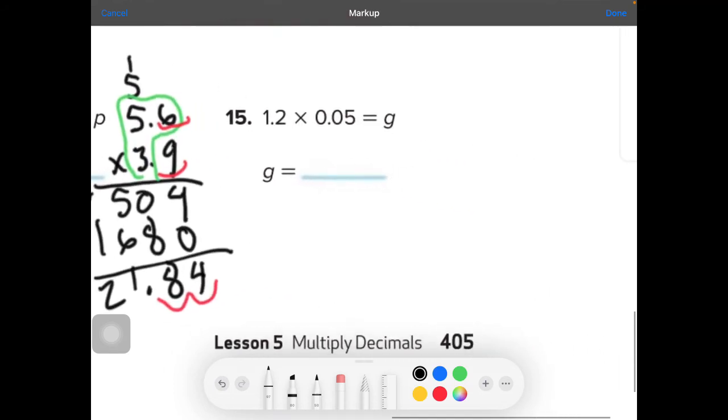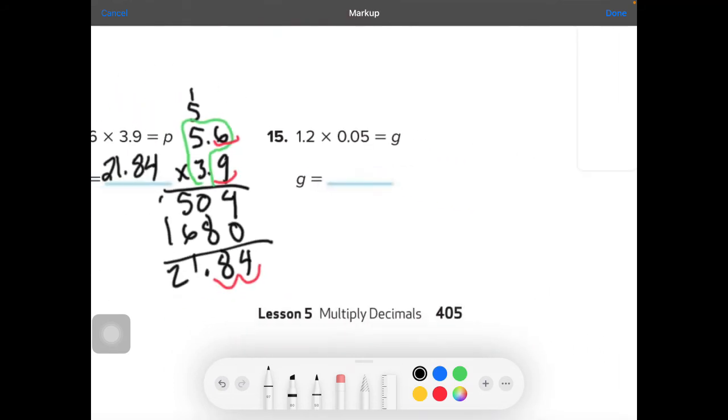21.84. Okay, 1.2 times 0.05. Oh, don't need a point there. All right, got it written correctly. There we go. Ignore the decimal points for right now, and let's just do the multiplication of the numbers.